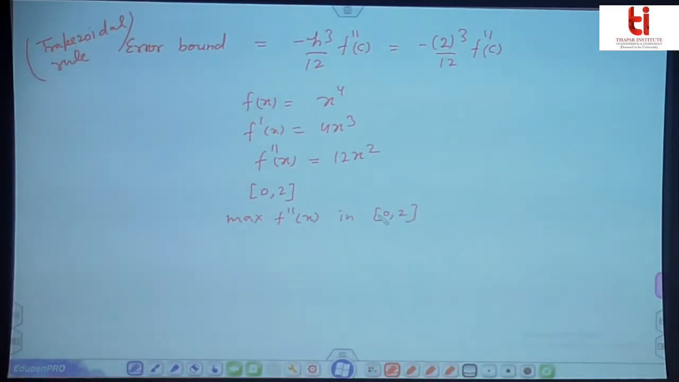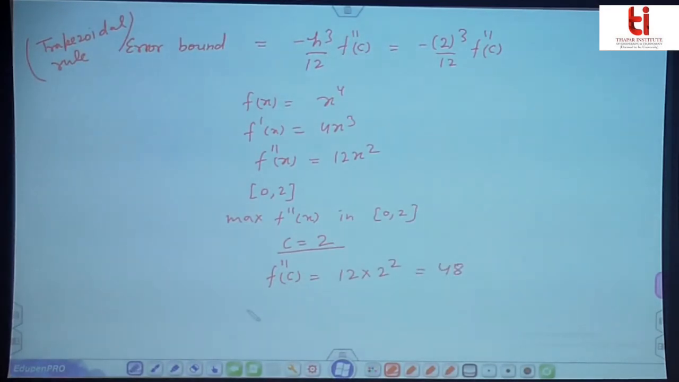Obviously, x² is in the numerator. As x is increasing, the function f''(x) is also increasing. So c will be what in this case? c is where the second derivative of the function has its maximum value. c is 2. So f''(c) equals 12 into 2², that is 48.